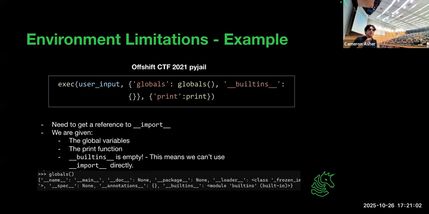So here's an example where I got rid of your built-ins. The second argument is basically what the exec has access to. I don't give it built-ins, but I give it the globals function and the print function. So if you try just doing breakpoint or exec input, that wouldn't work because you don't have built-ins. So the skeleton key doesn't work for this challenge.